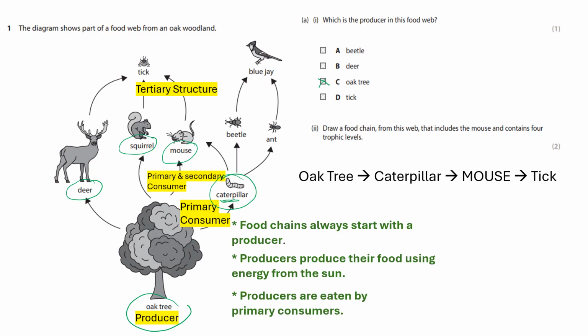Draw a food chain from this web that includes the mouse and contains 4 trophic levels. So we have our oak tree, and then our caterpillar, and then our mouse, and then from the mouse, the tick. So oak tree is the producer, caterpillar is our primary consumer, the mouse in this case is our secondary consumer, and then the tick is our tertiary consumer.